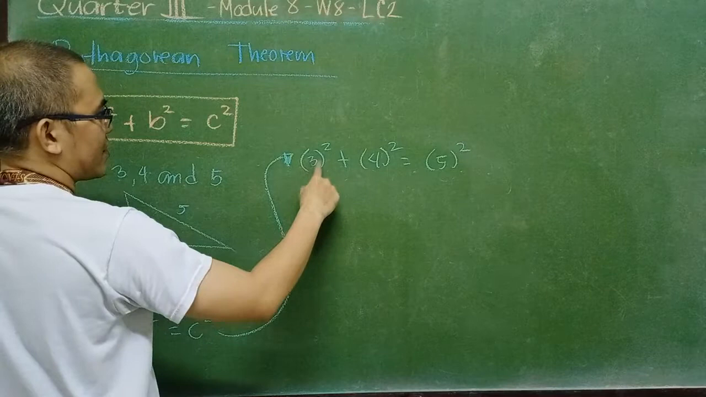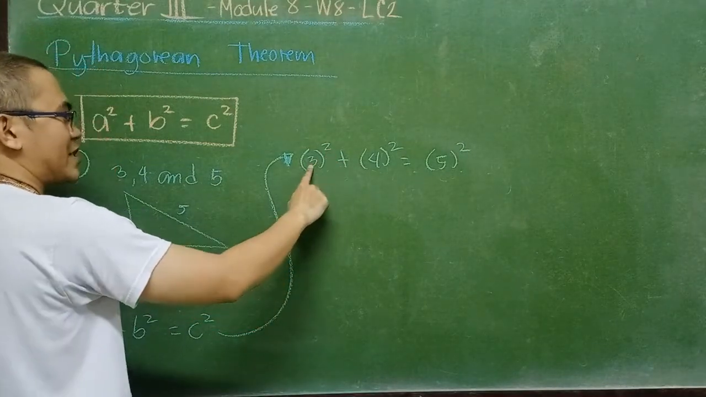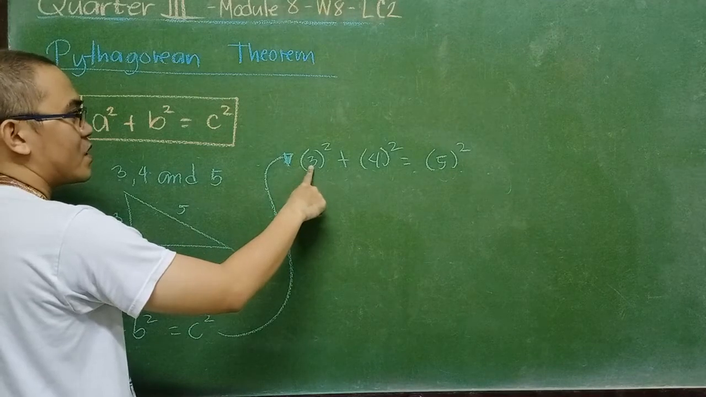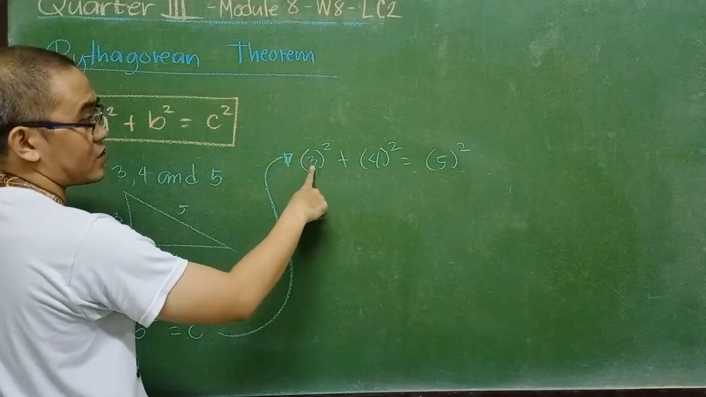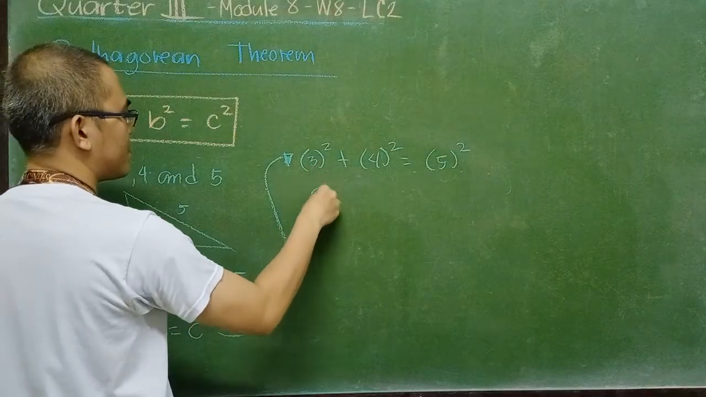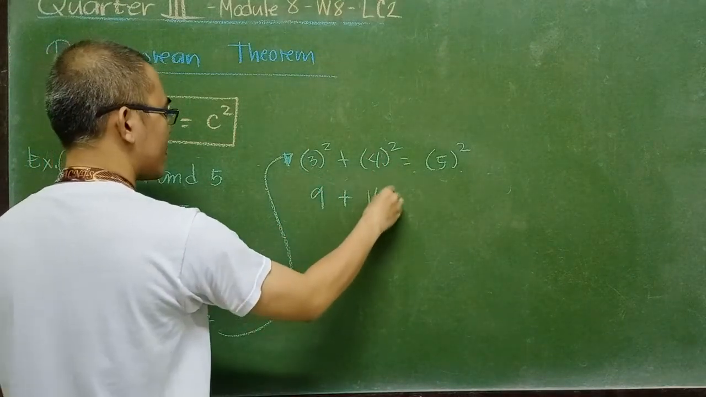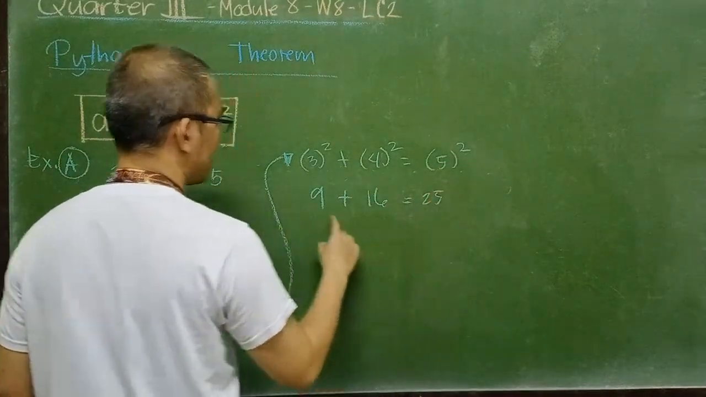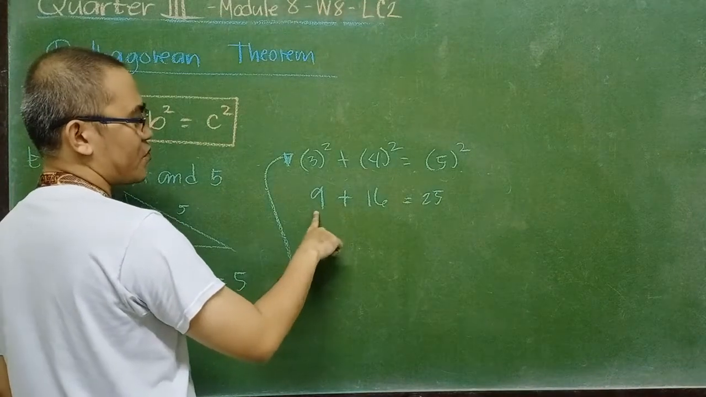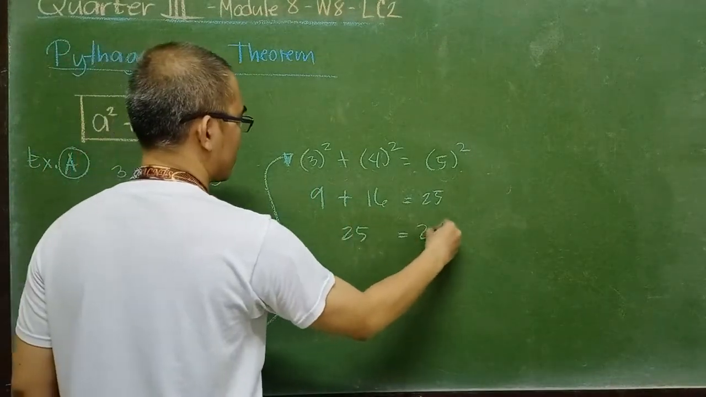So we simplify. 3 squared is 3 times 3. Dalawang 3, ibig sabihin ng exponent is kung ilang beses mo siya i-multiply sa sarili niya. So kung 2 yan, i-multiply mo ng dalawang beses sa sarili niya. So 3 times 3, this is 9. 4 raised to 2, 4 times 4, 16. 5 raised to 2 is 5 times 5, which is 25. And then simplify furthermore, 9 plus 16, this is 25, which is equal to 25.